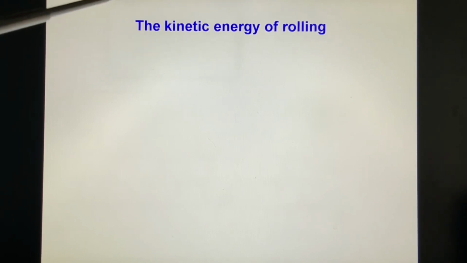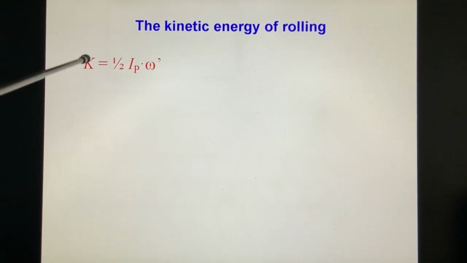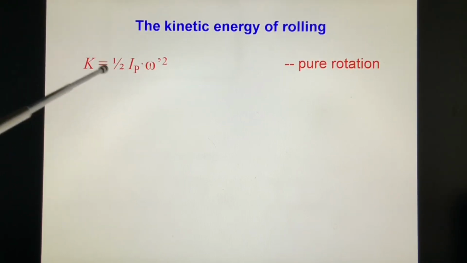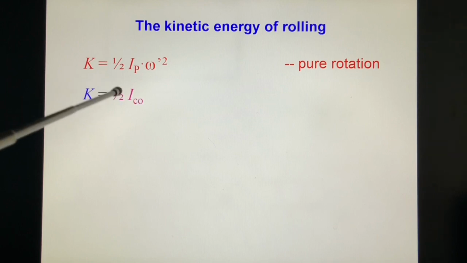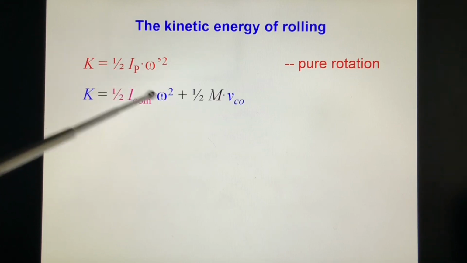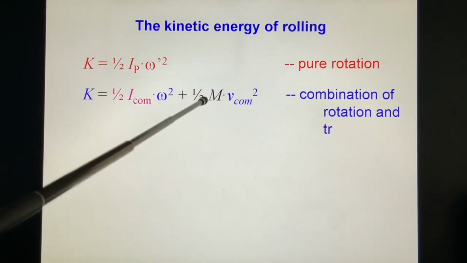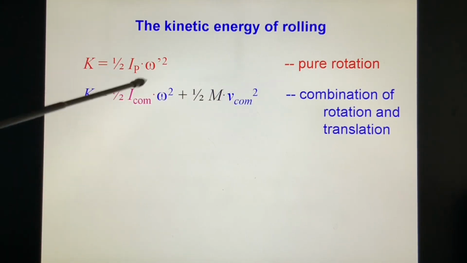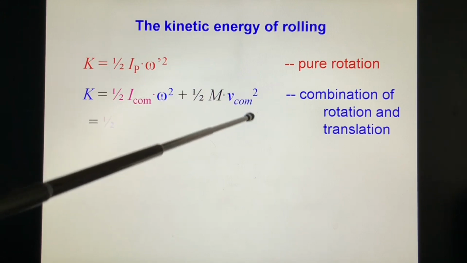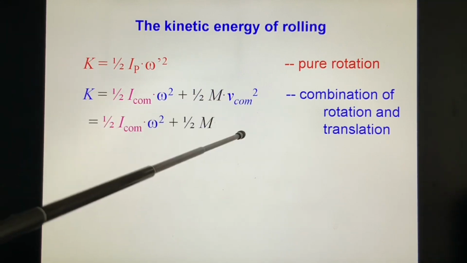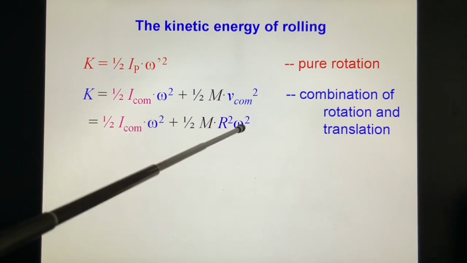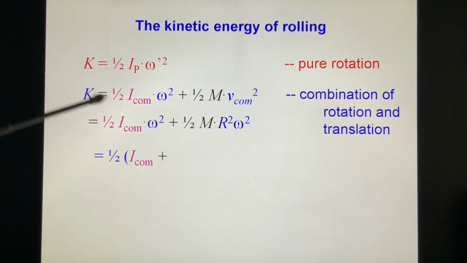Before we conclude, we look at the kinetic energy of the rolling. It has pure rotation, so this is half I_P omega prime squared. If it's a rotation plus translation, then the energy is rotational energy plus translational energy. And we say this omega is equal to this omega prime. How do we do that? You see, v_com equals r omega, so v_com squared equals r squared omega squared. We take the omega squared out, and we have I_com plus m r squared, times omega squared.